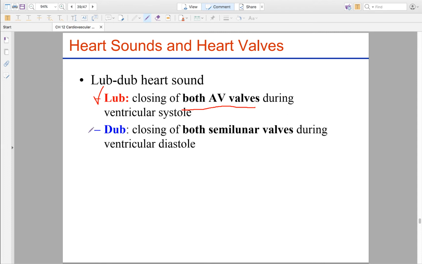And then the second heartbeat sound is going to be when both of the semilunar valves close during diastole. Both of those together make up the sounds that we hear if we were to take a stethoscope and listen to the heartbeat and its lub-dub sound. Okay, lub is both AV valves closing. The dub sound is both semilunar valves closing.